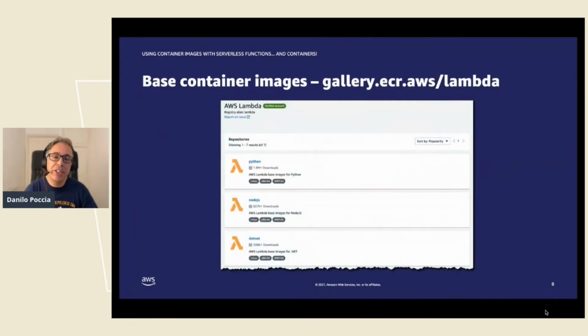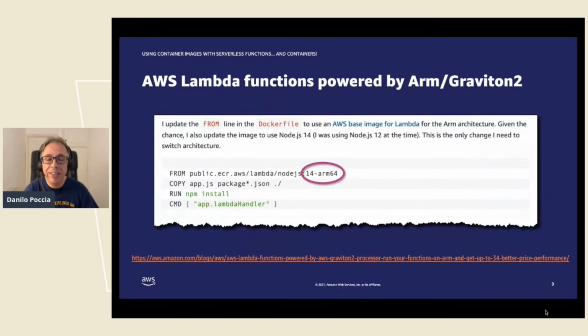As I said, we publish these base images that you can use on Docker Hub and also on the public gallery of ECR, the public ECR. It's our container registry. And here you can see all the supported runtimes. And for each supported runtime, now you have both the x86 version and also the ARM version, because since a few weeks, Lambda can also run on ARM using the Graviton 2 processor. And this is another way to optimize your application, especially for cost. So it can be faster and cheaper.